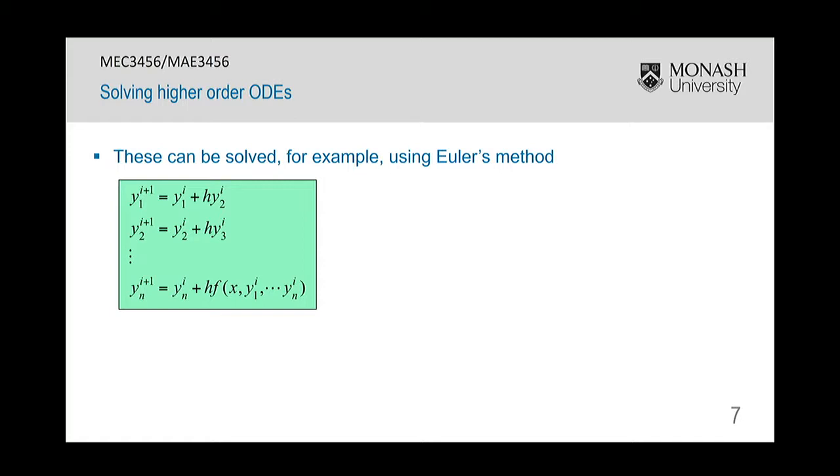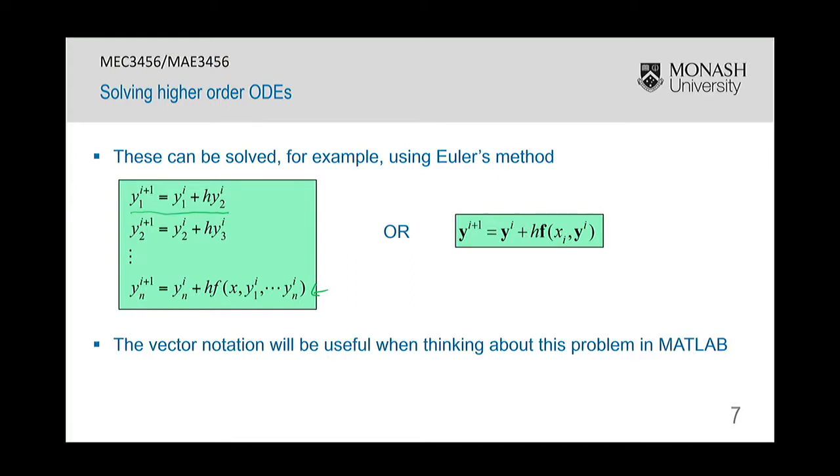So going back, we would do it equation by equation. y1 at i plus 1 is equal to y1i plus h y2i. y2 at i plus 1 is equal to y2i plus h times y3i, etc., down to the very last equation here. That's just equal to y at i plus 1, where y now is the vector, is equal to yi plus h times the right-hand side vector function f. This vector notation here is going to be useful when we're thinking about coding this problem up in MATLAB.